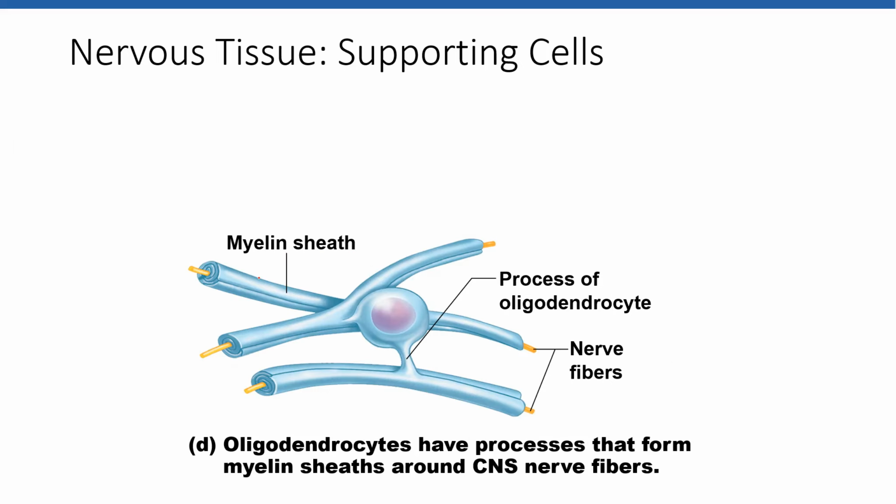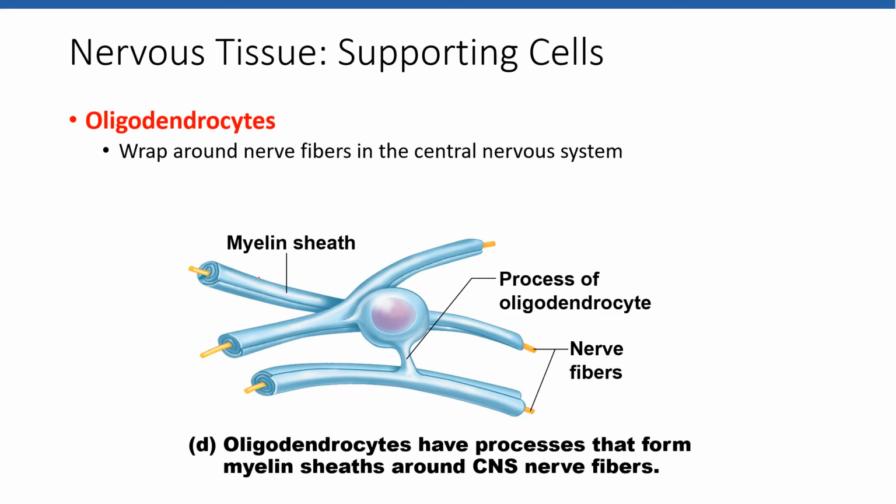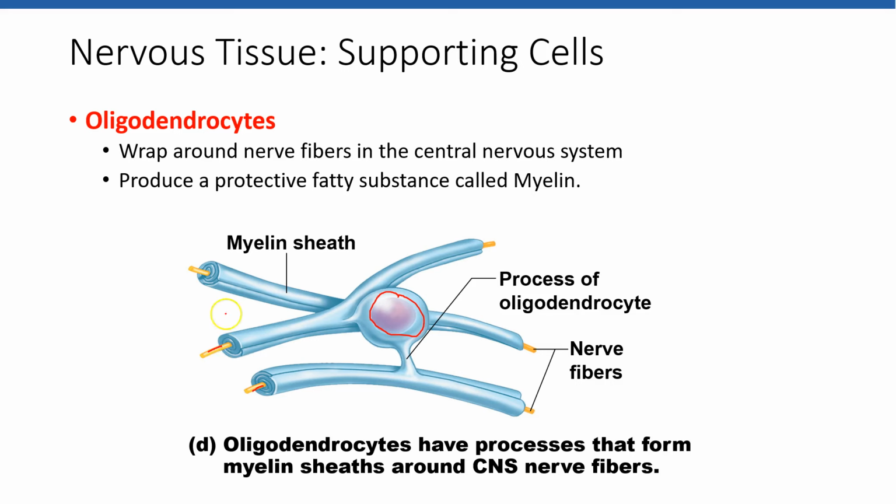The last support cell of the central nervous system is the oligodendrocyte. What the oligodendrocyte does is, this would be the cell right here. What it's going to do is the oligodendrocyte wraps around a few neurons. These are separate neurons, okay, or nerve endings, nerve fibers. What it's going to create around those nerves is a fatty substance called myelin. The myelin helps to protect the nerves, okay?